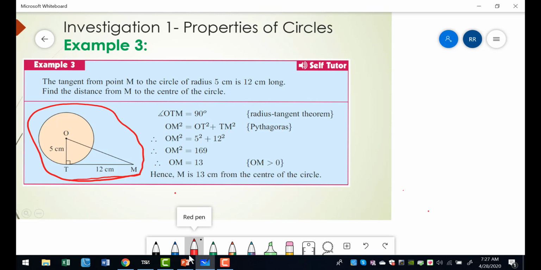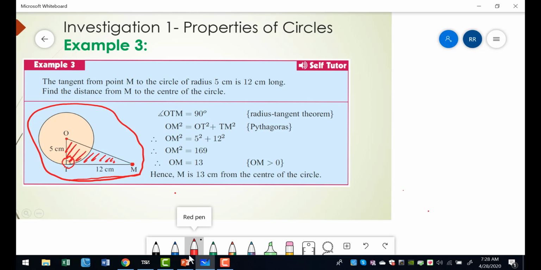As we can see, the tangent to a circle always makes a 90-degree angle. So if we connect OT as the radius, so this is the radius of the circle. Remember that a radius is the distance from the center of the circle to the circumference, and TM or MT is the tangent. It means that this is going to be 90 degrees. And as we know, because this question is to find the distance from M to the center of the circle, if we connect them and we shape this, we know that this is a right angle triangle, right? So this is a right angle triangle.